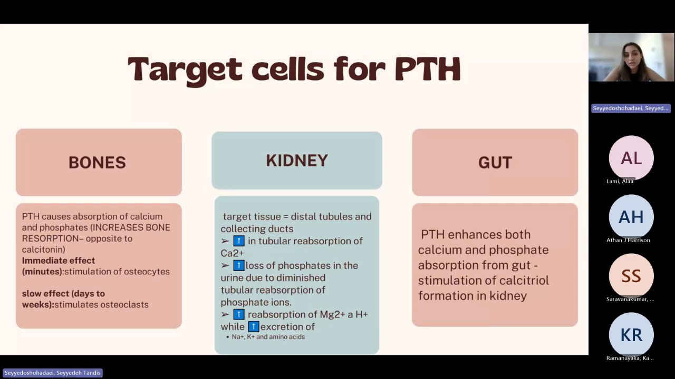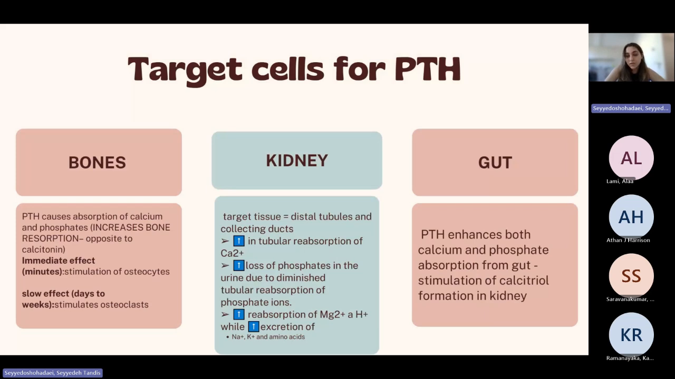Another target organ for parathormone is the kidneys, and it will target the distal tubules and the collecting ducts. It will increase the calcium level in the blood by increasing the tubular reabsorption of calcium, increasing loss of phosphate in urine, and increasing reabsorption of magnesium and hydrogen, while excretion of sodium, potassium and amino acids is happening.